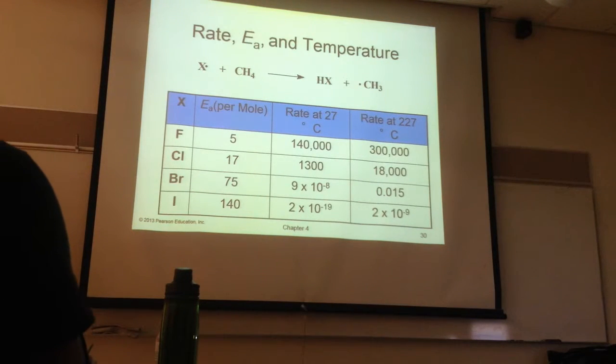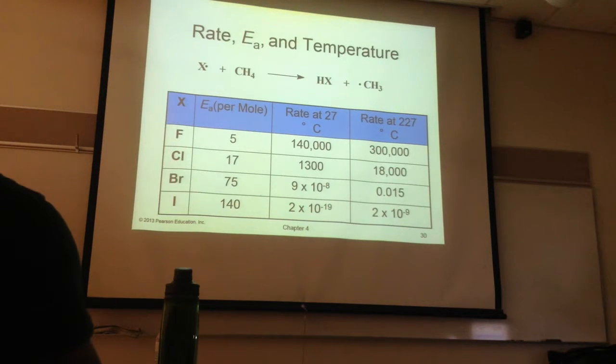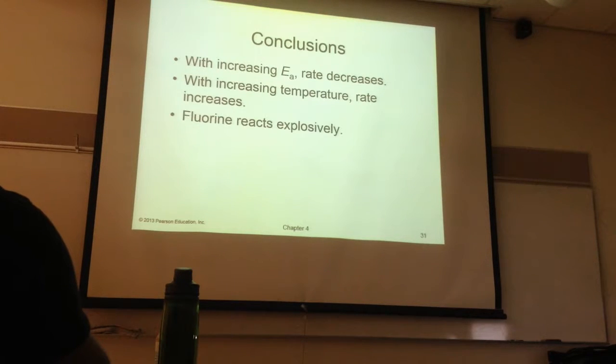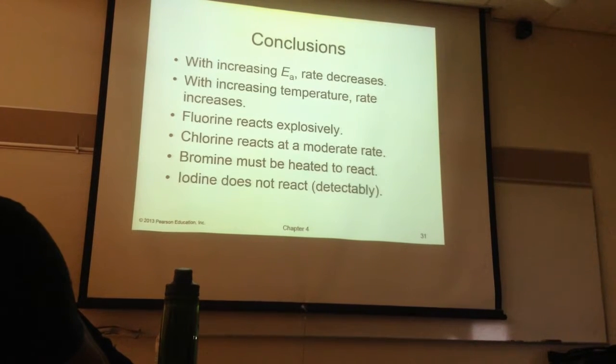You do not need to know this, but for fluorine the energy of activation is 5. What is important is that fluorine reacts explosively, which means it doesn't work. Chlorine reacts at a moderate rate, while bromine must be heated to react, and iodine does not react because it is too slow.